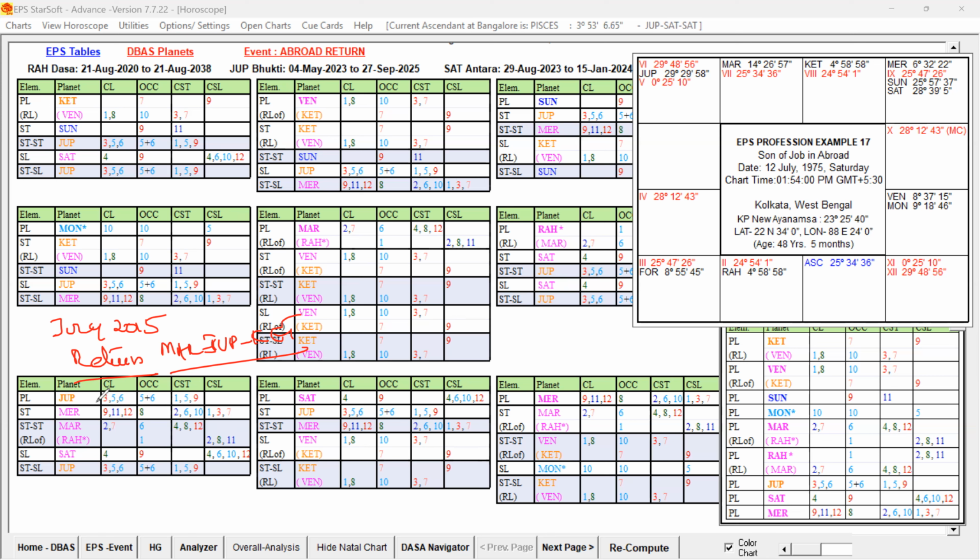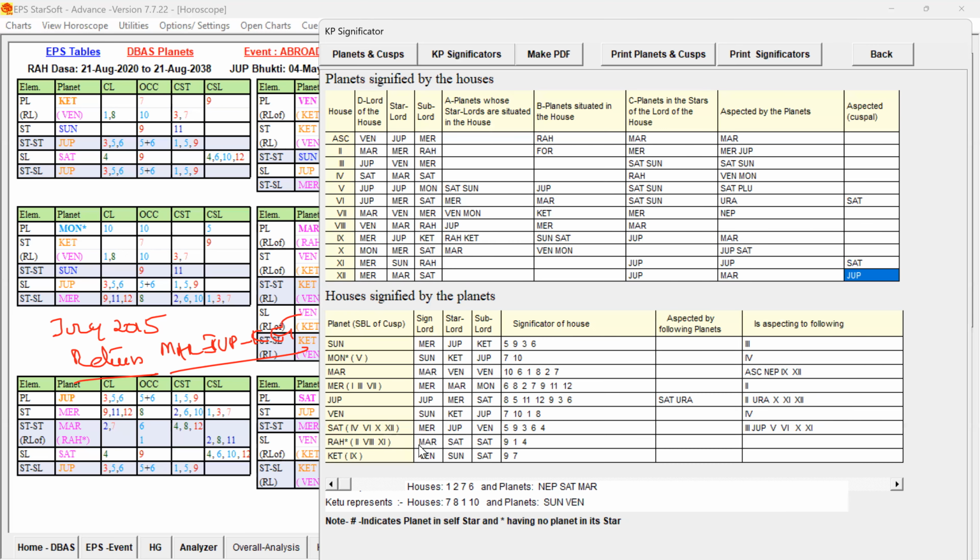But if you look at the fourfold significators alone, because the fourfold significator will talk about only the planet and star lord, I will show you those fourfold significators also. KP significators: what are the significators of Jupiter? Jupiter is 8, 5, 11, 12, 9, 3, and 6. Because it is talking about 8, 8 is obstacles, or we can say it is supportive for coming back. But 5, 11, 12, 9, 3, 6, these are all supportive for both favorable and unfavorable.